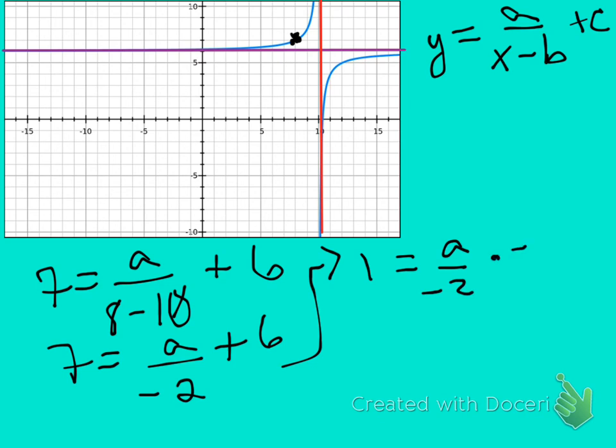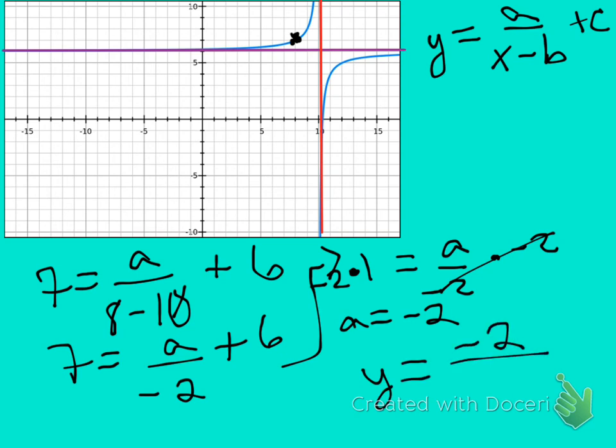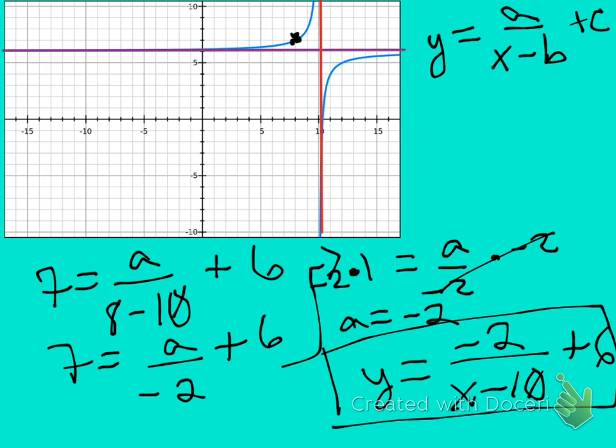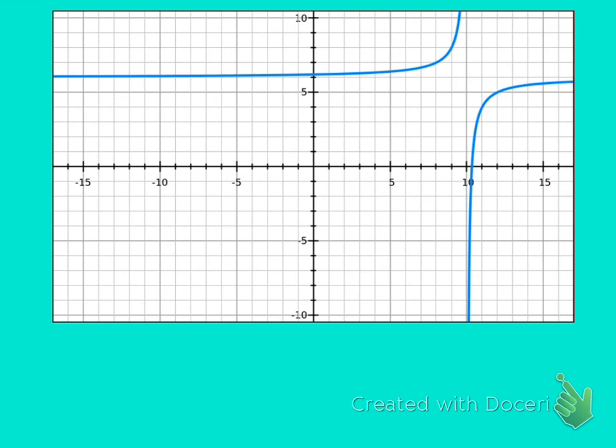And I would need to multiply both sides by negative 2. I would get that a equals negative 2. But my final equation would be y equals negative 2 divided by x minus 10 plus 6. And one more time, we're going to use the other method to see if that can be used. So with this method, go ahead.